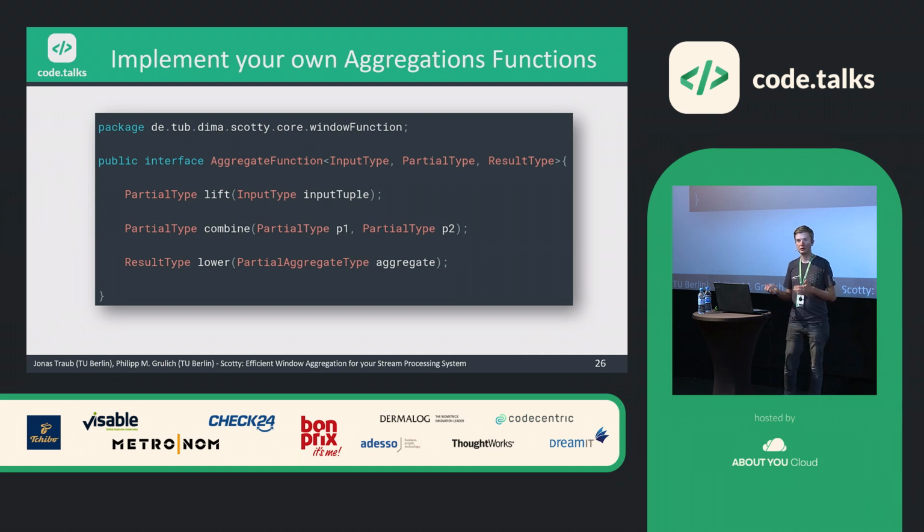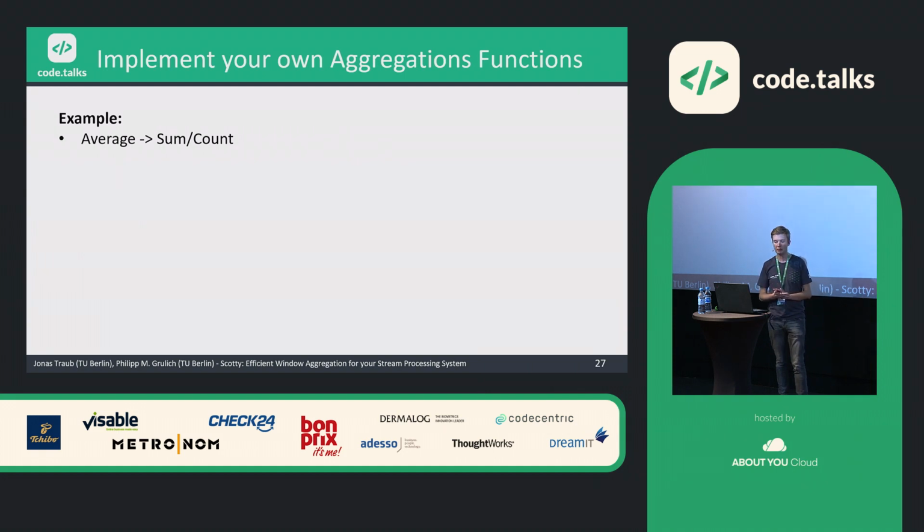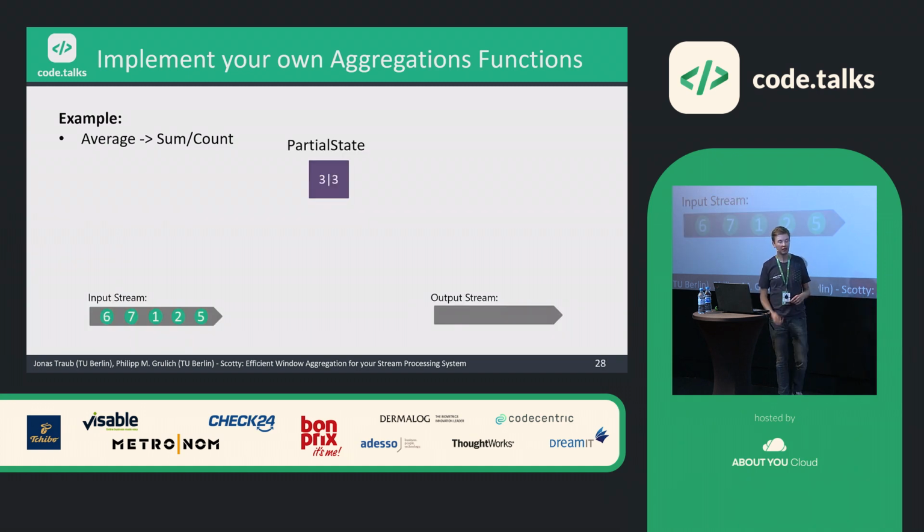And finally, when you want to convert or create the output of a window aggregate, the lower function is called. So let me show you one example. For example, when we have an average, we store only the sum and the count, because when we divide the sum by the count, we have the average. So the sum and the count are the partials we store in a slice. So let me show you this.